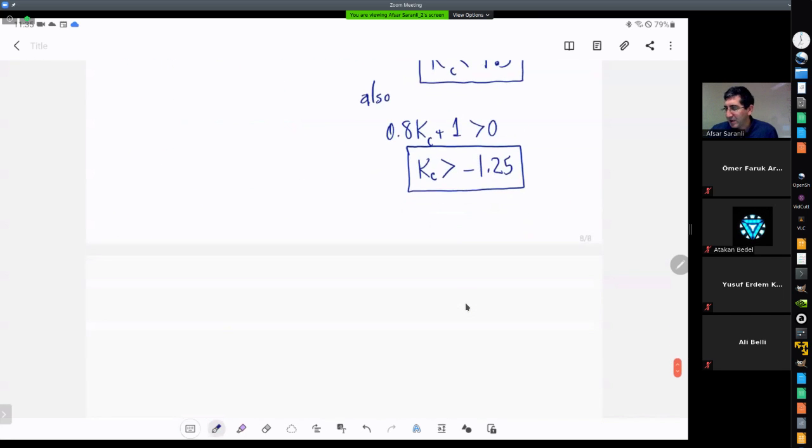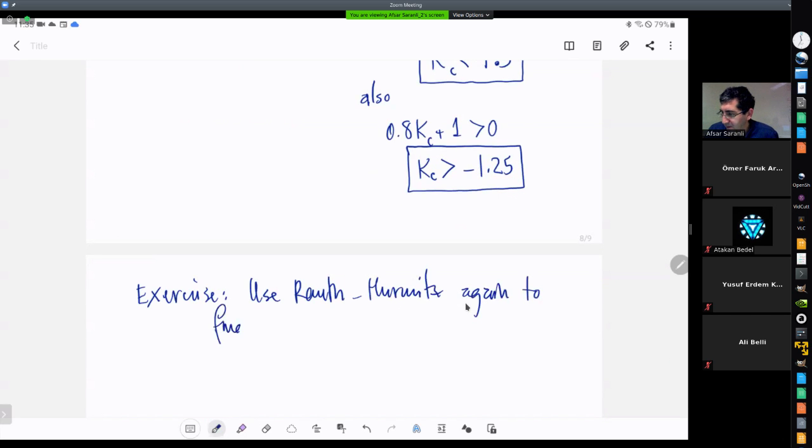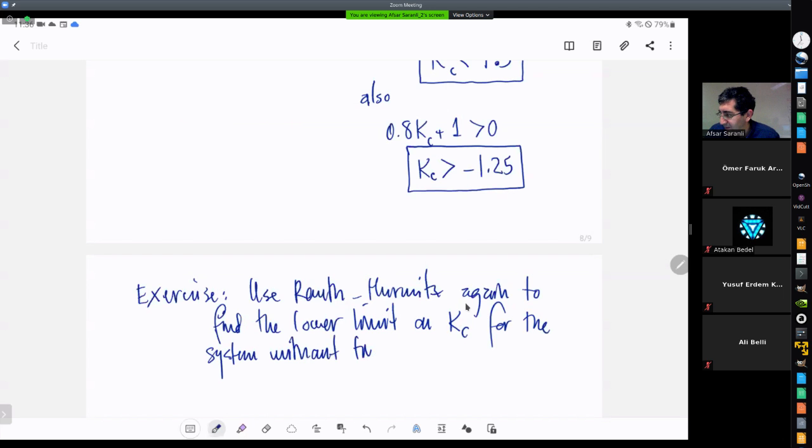So this is finished, actually. Just an exercise: use Routh-Hurwitz again to find the lower limit on Kc for the system without time delay. I haven't shown you what that value was in the root locus, but you can use the Routh-Hurwitz criterion to just find that value. Okay? Any questions?